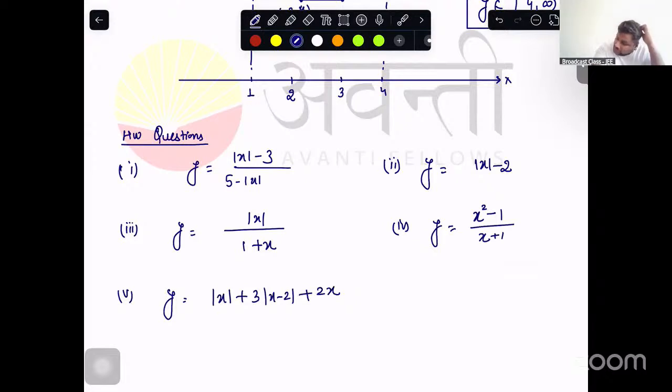Tomorrow, first we will talk about them, we'll discuss their answers, and then we will proceed further with the greatest integer function and fractional part function. All right. Anybody who wants to ask something, any doubt? Tell me.